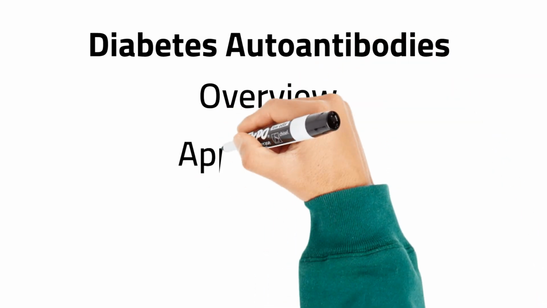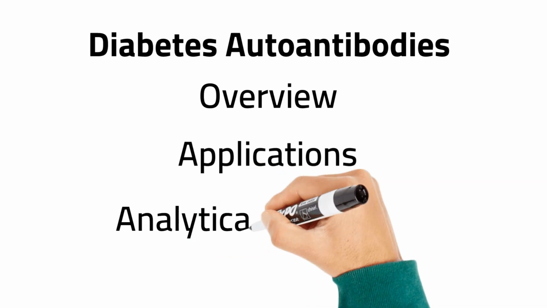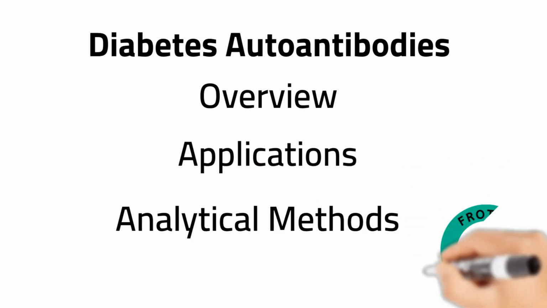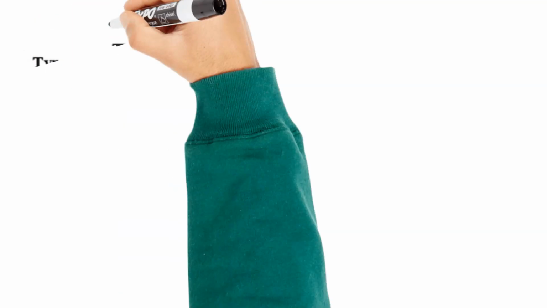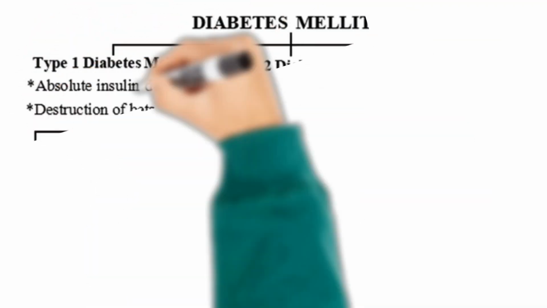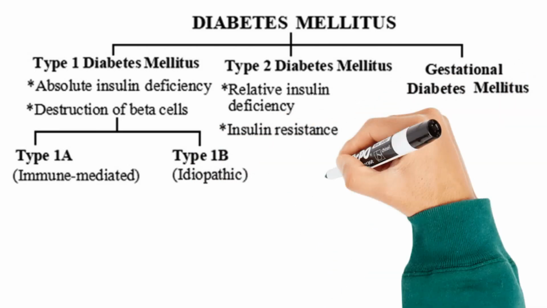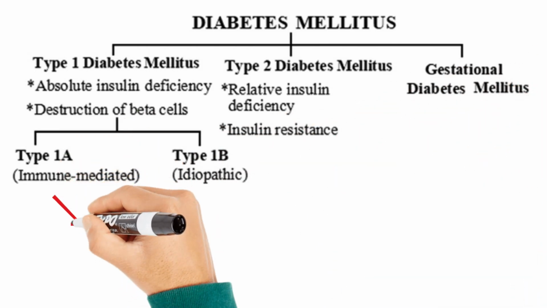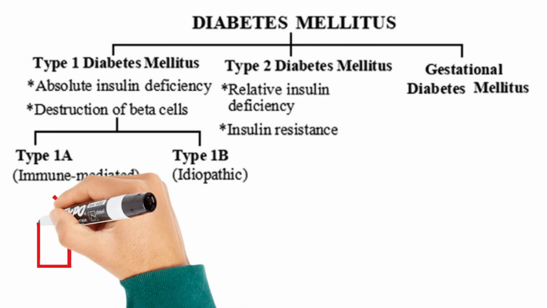This video provides a comprehensive understanding about diabetes autoantibodies, their applications, how they are associated with type 1 diabetes, as well as describe the principles of the analytical methods used to measure them. Diabetes autoantibodies are a group of tests that are used in the classification of diabetes to differentiate autoimmune-mediated type 1 from other types of diabetes. This is critical due to the differences in the management approaches for different types of diabetes.